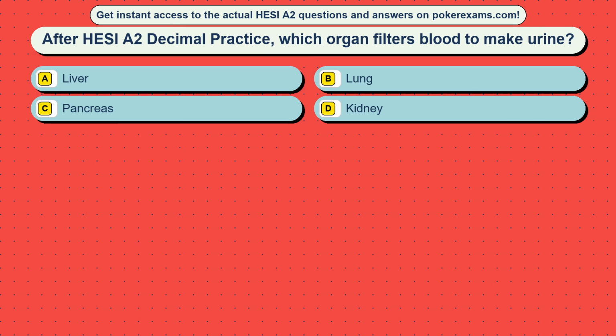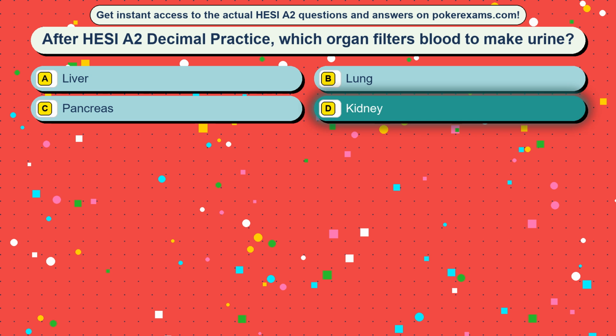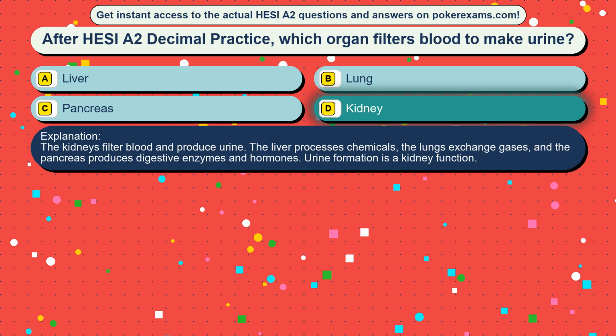Question 26. After HESI A2 decimal practice, which organ filters blood to make urine? Option A, liver. Option B, lung. Option C, pancreas. Option D, kidney. The correct answer is option D, kidney. The kidneys filter blood and produce urine. The liver processes chemicals, the lungs exchange gases, and the pancreas produces digestive enzymes and hormones. Urine formation is a kidney function.